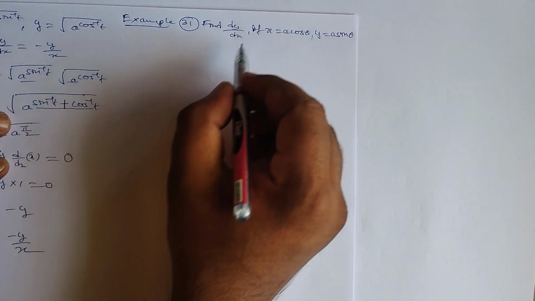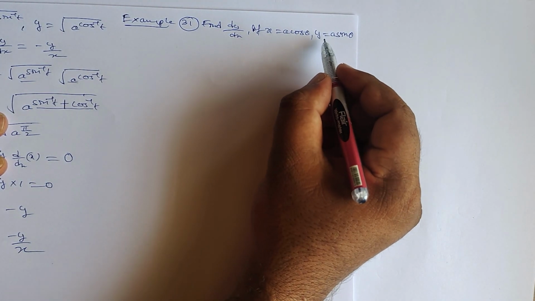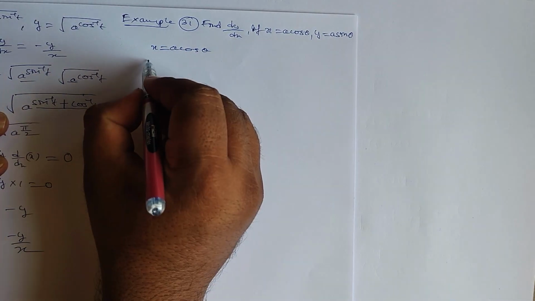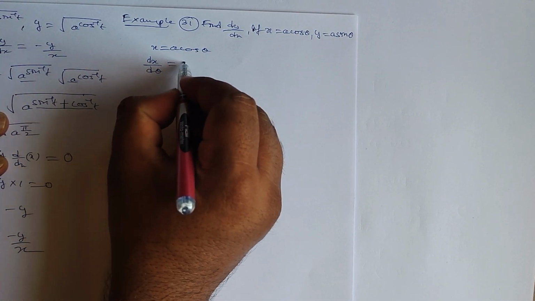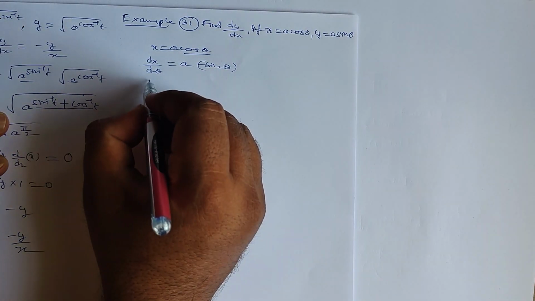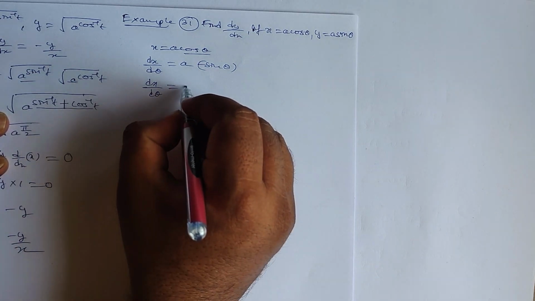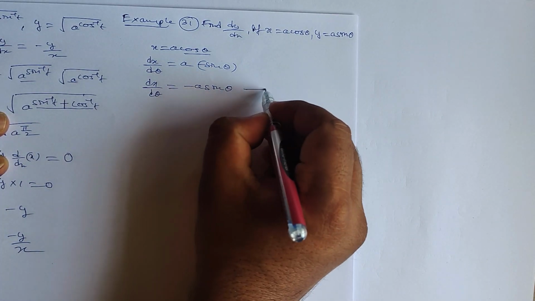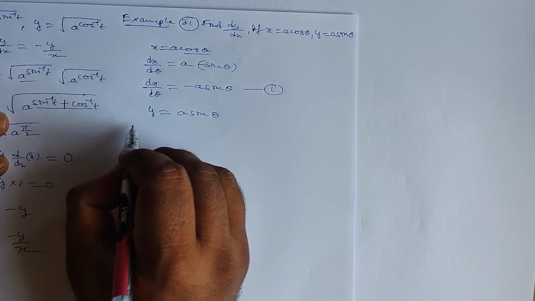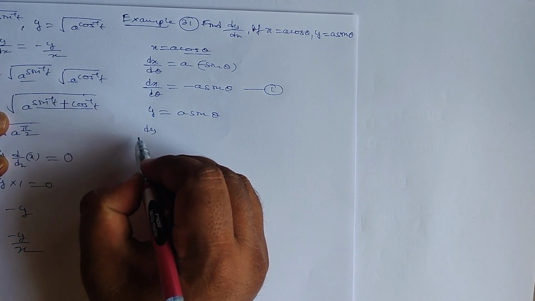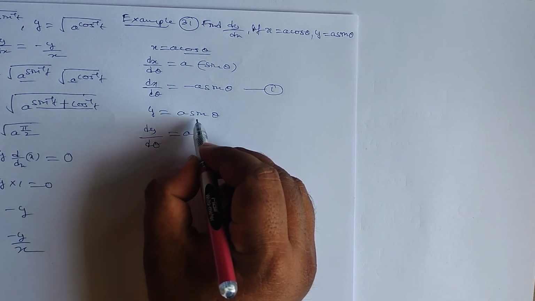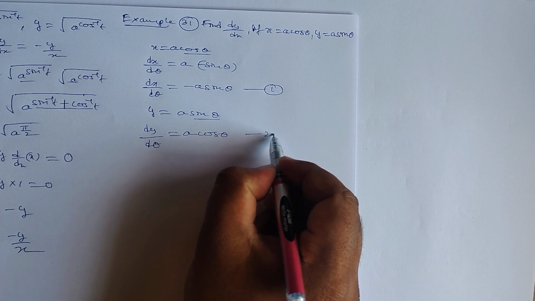Example 31. Find dy by dx if x is equal to a cos theta and y is equal to a sin theta. x is equal to a cos theta, differentiate with respect to theta, dx by d theta is equal to a, the derivative of cos becomes minus sin theta. Okay, so then dx by d theta equal to minus a sin theta. Say equation number 1. Next y is equal to a sin theta, differentiate with respect to theta, that becomes dy by d theta equal to a constant, the derivative of sin becomes what? Cos theta. Say equation number 2.